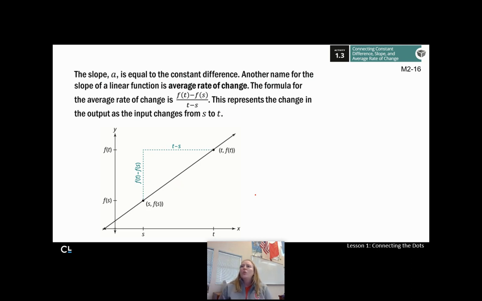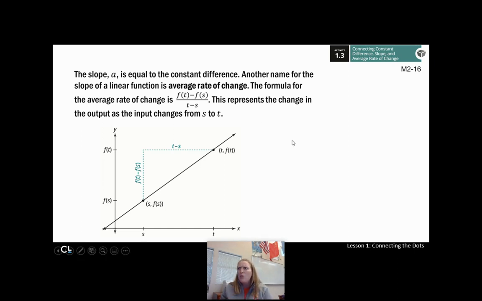Here's the deal. The slope A is equal to the constant difference. We've already established this. My common difference in my arithmetic sequences is the same thing as my slope in my linear functions. Another name for the slope of a linear function is what we call an average rate of change. And you have a formula that looks like this guy right here. This represents the change in the output as the input changes. It's a ratio of the difference in my output to the difference in my input.